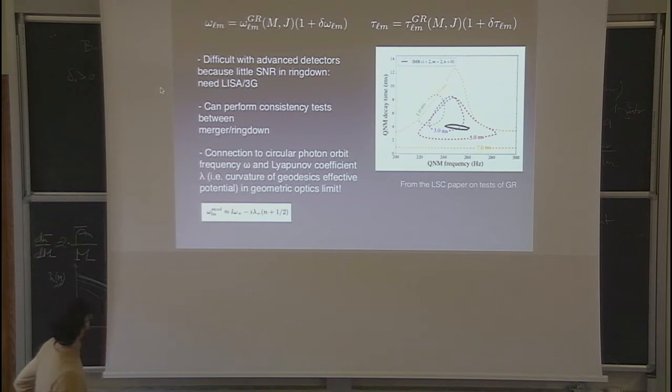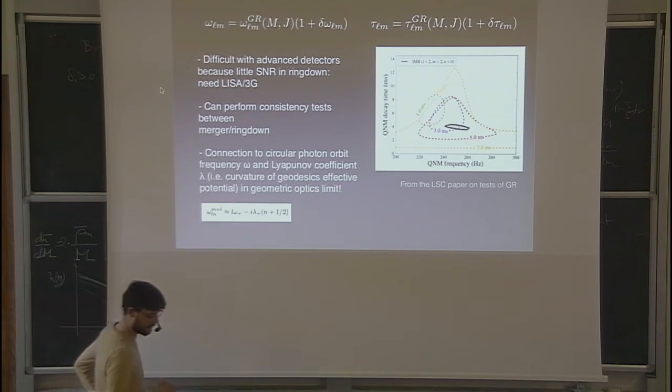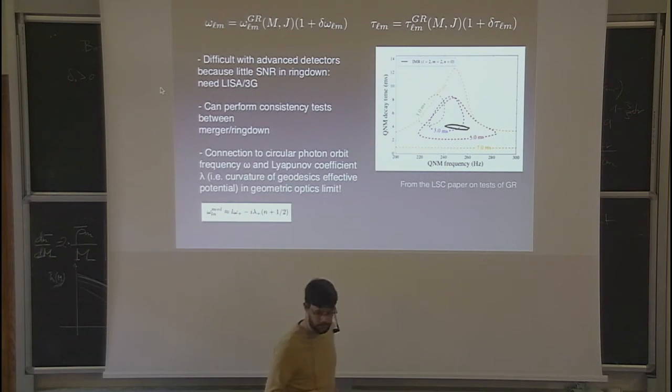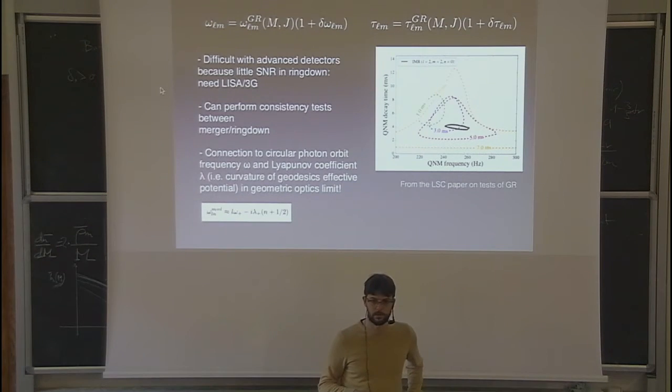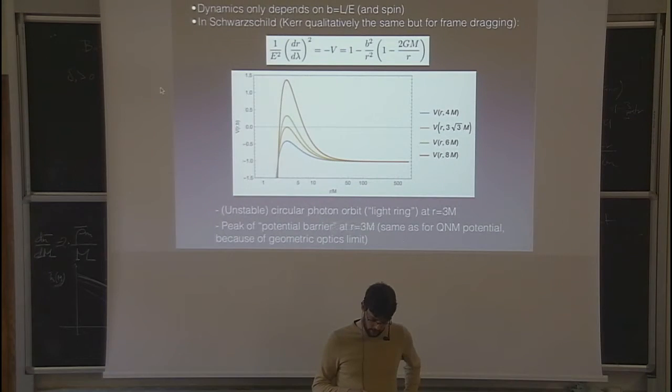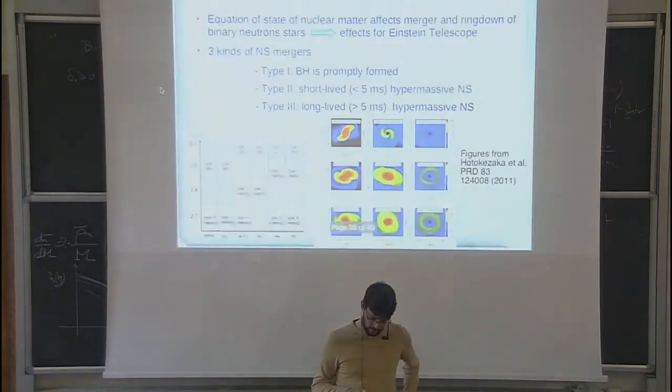There were more things I wanted to say, but I think this is getting late. Is it clear? Are there any questions on this? For the last 5 minutes, I wanted to make the connection to the null geodesics in Schwarzschild and Kerr, but I think I'll skip this.